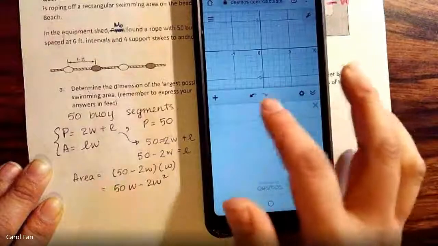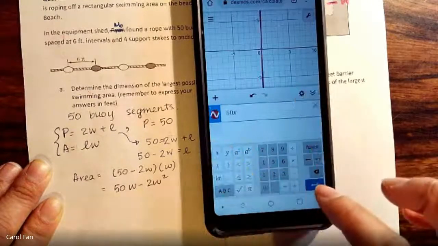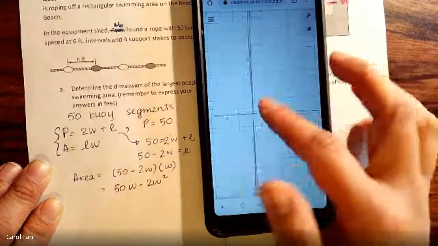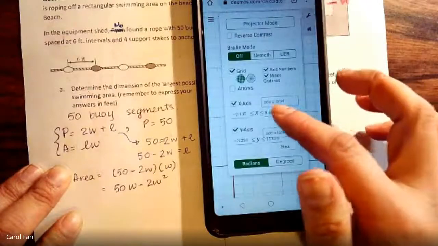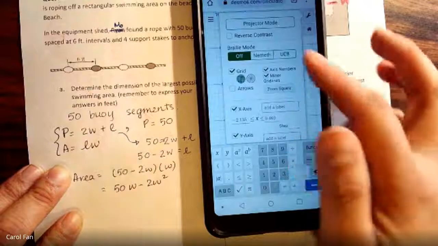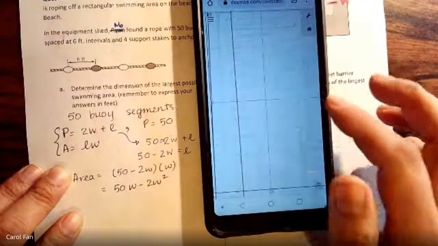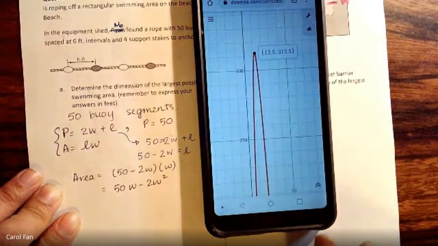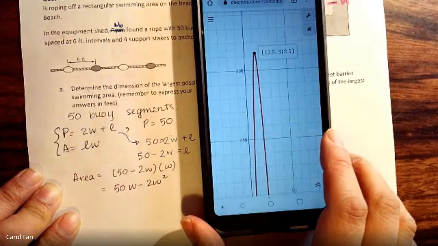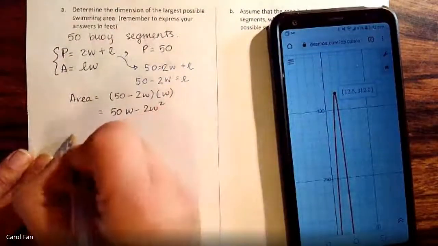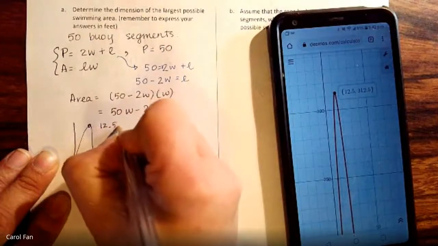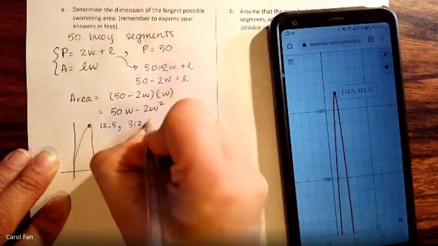Pull out my calculator. Let's type in our equation. I have 50x minus 2x squared. Okay, so this one is a bit beyond the scope of my view. So I'm just going to change my X and Y axes to see if I can find the end. Okay, so we find the vertex of this parabola, and I have 12.5 and 312.5. Let's graph that here. I just know it's very steep, 12.5 and 312.5.